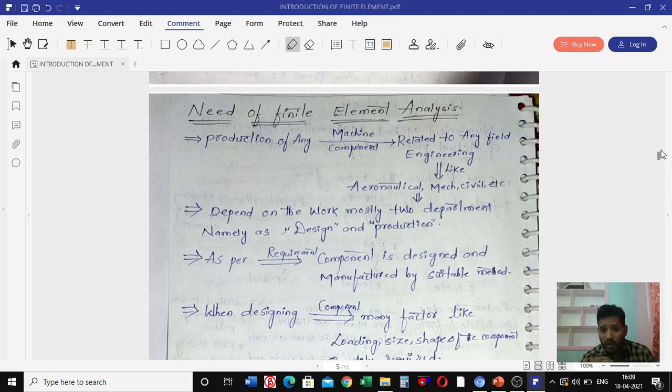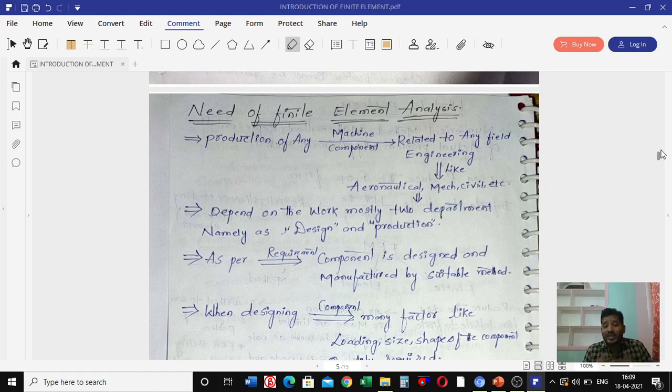in which the maximum work depends on two departments, namely design and production. As per the requirement, the design engineer has to design and manufacture by a suitable method. Is it right? The design engineer has a lot of responsibility.